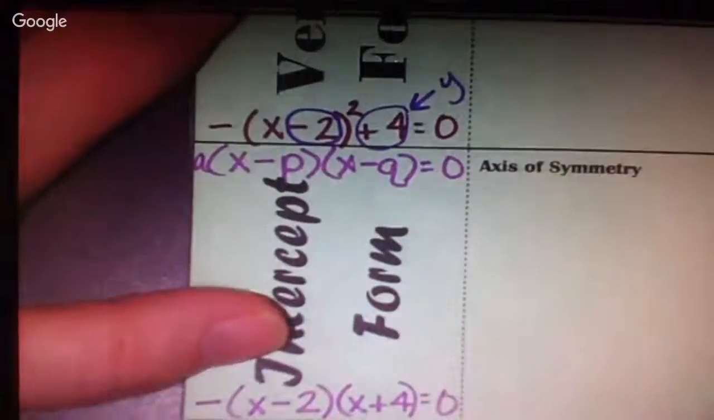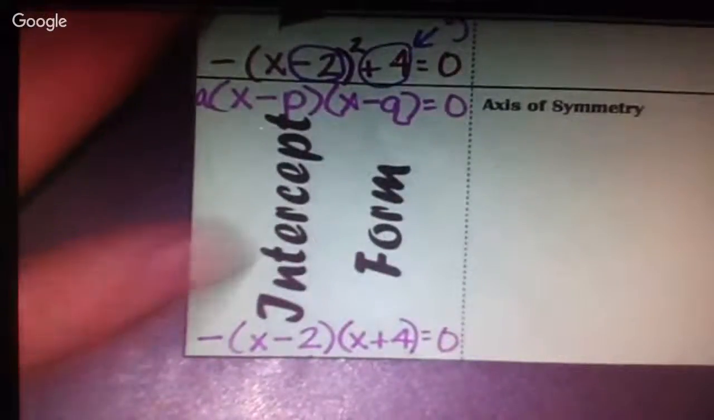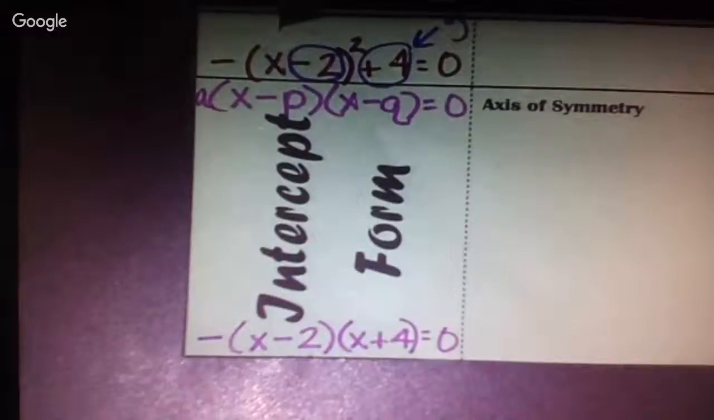Okay. So here's the last one we're going to graph. So this one's an intercept form. So what kind of information do you think we could get from just looking at the equation? The intercepts.